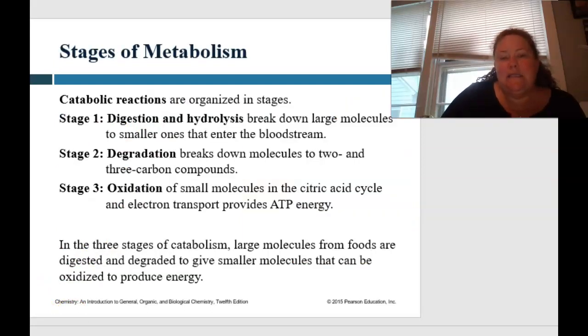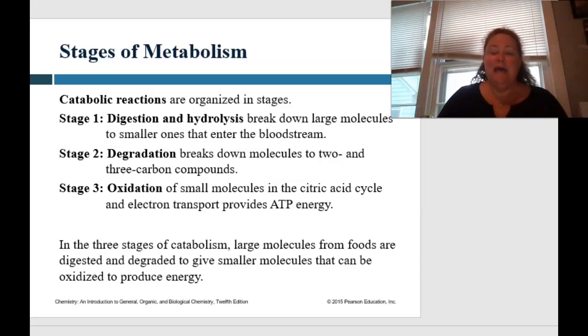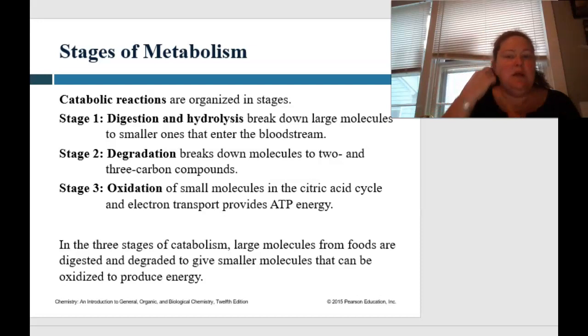So looking at the stages of metabolism, catabolic reactions specifically are organized into stages. Stage one is we eat. Okay, so we have to digest and break down our large molecules into smaller ones so that then they can enter into the bloodstream and go to where they need to go to be able to be broken down into fuel. Stage two is we're degrading those molecules down to the 1, 2, 3 carbon compounds so that we can actually use them. Pyruvate is a great example of that. We break sugar, glucose, down to pyruvate, which is a 3 carbon sugar, and then that goes into acetyl-CoA, etc.